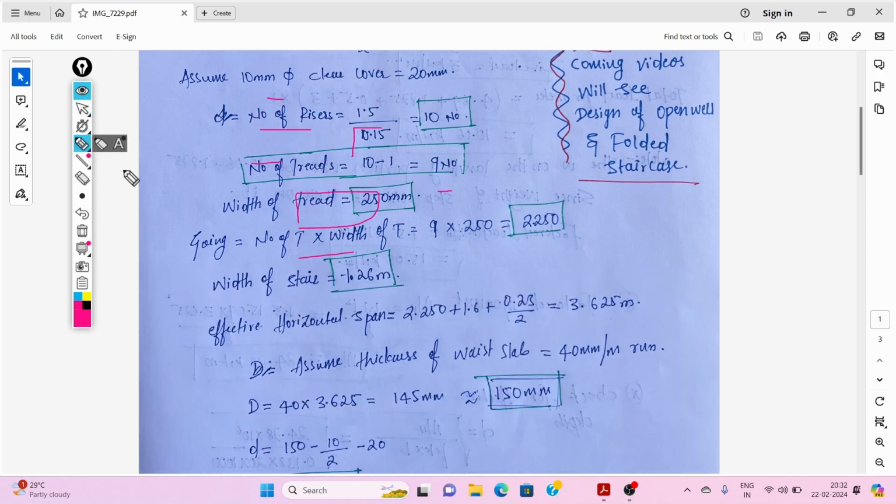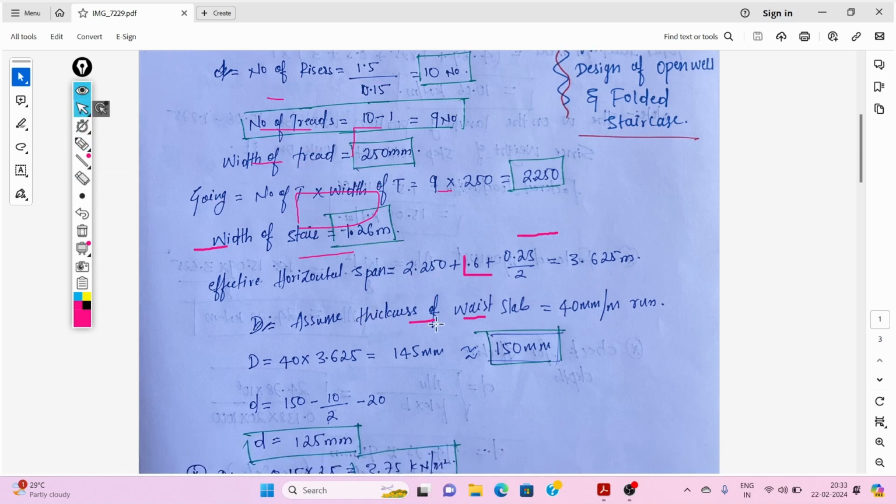Now we need to find the effective horizontal span. This is 2.25 meter going, plus the width of the landing. Here we are considering 1.6 meter; you can use according to your plan. Plus 0.23 divided by 2 for the width of the supporting beam gives the effective horizontal span of 3.625 meter.